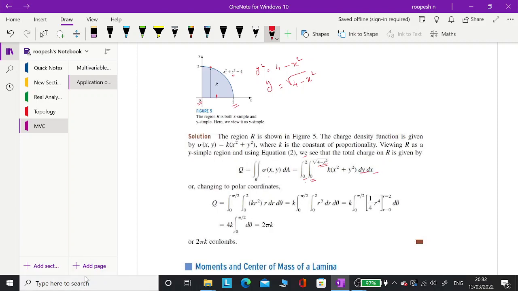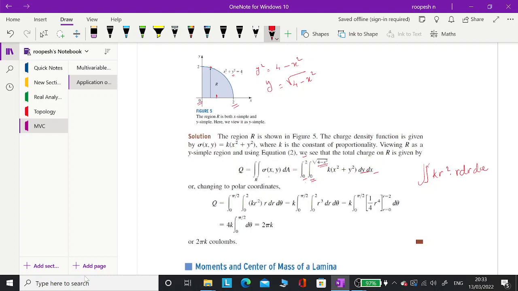See here, x square plus y square is coming, so we can easily go for the polar form. What is x square plus y square? You will get r square. So our formula reduces to a double integral, k r square, into r dr d theta.